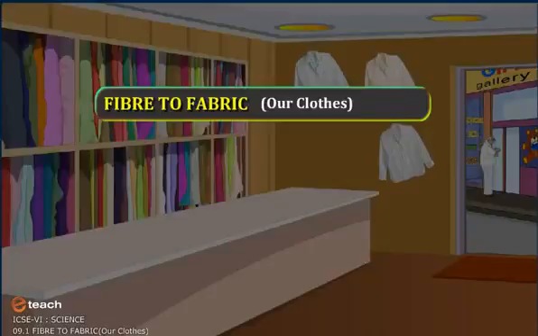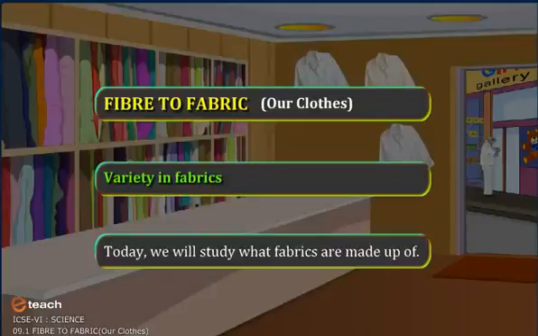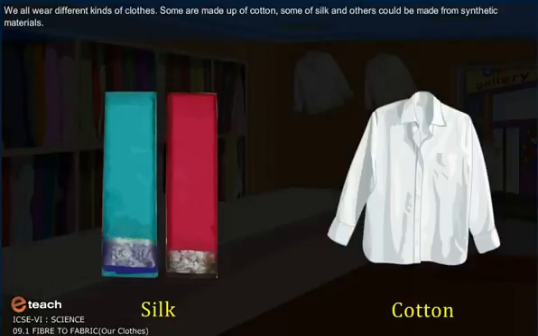Fiber to fabric. Variety in fabrics. Today, we will study what fabrics are made up of. We all wear different kinds of clothes. Some are made up of cotton, some of silk, and others could be made from synthetic materials.